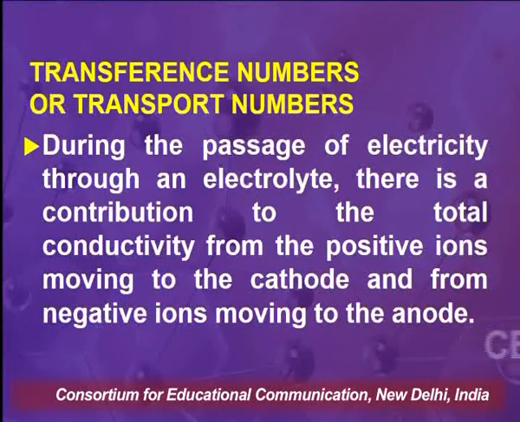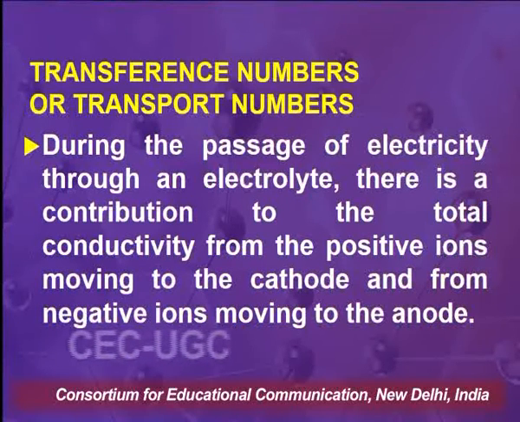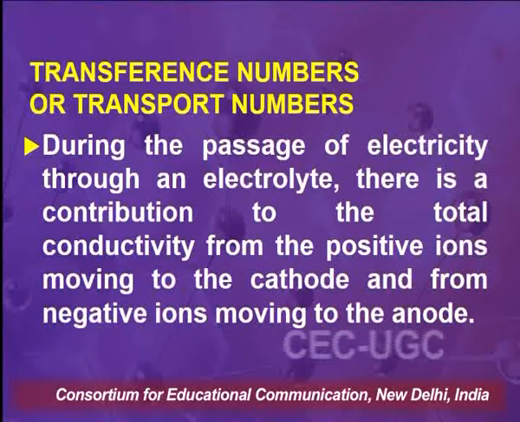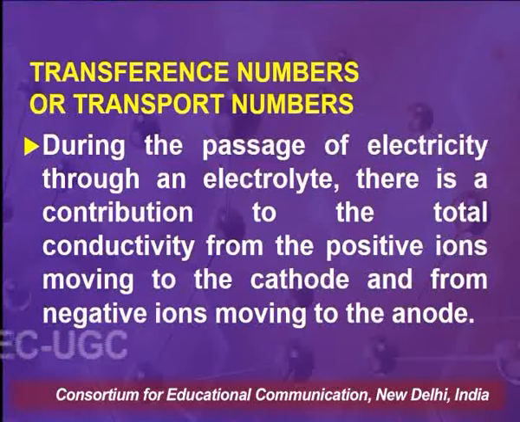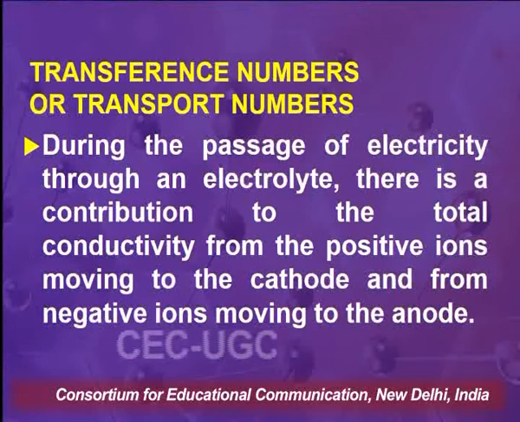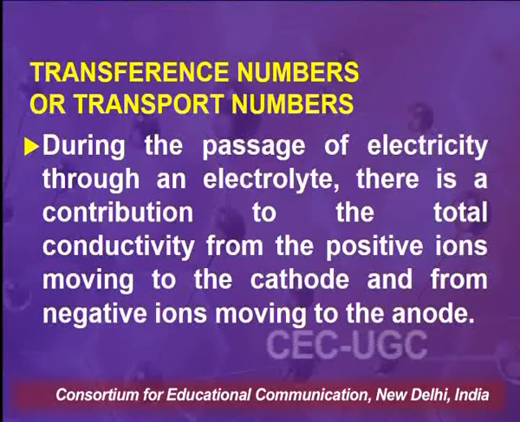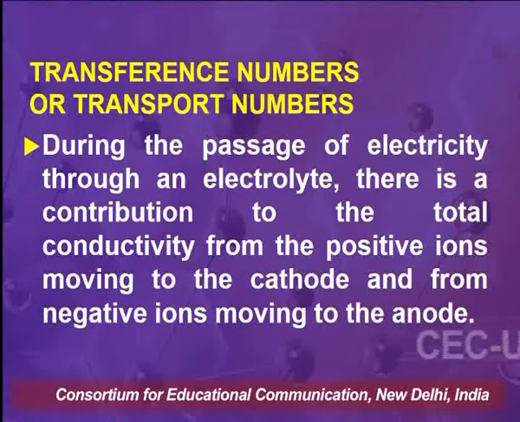Transference numbers or transport numbers. During the passage of electricity through an electrolyte, there is a contribution to the total conductivity from the positive ions moving to the cathode and from the negative ions moving to the anode. The contribution to the total current by cations may or may not be equal to that made by anions.